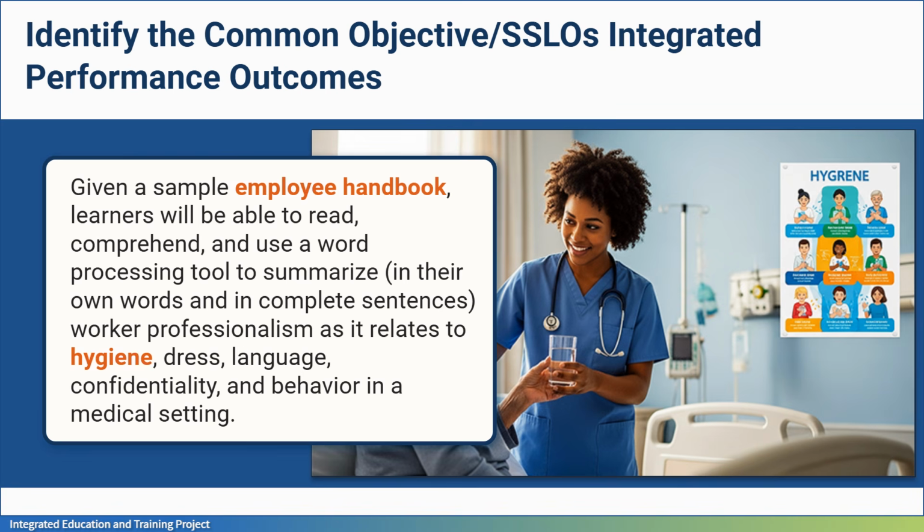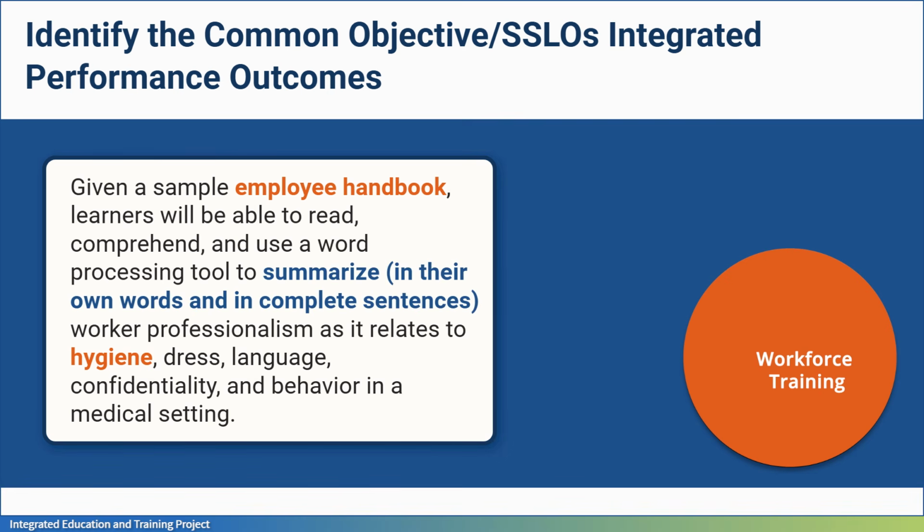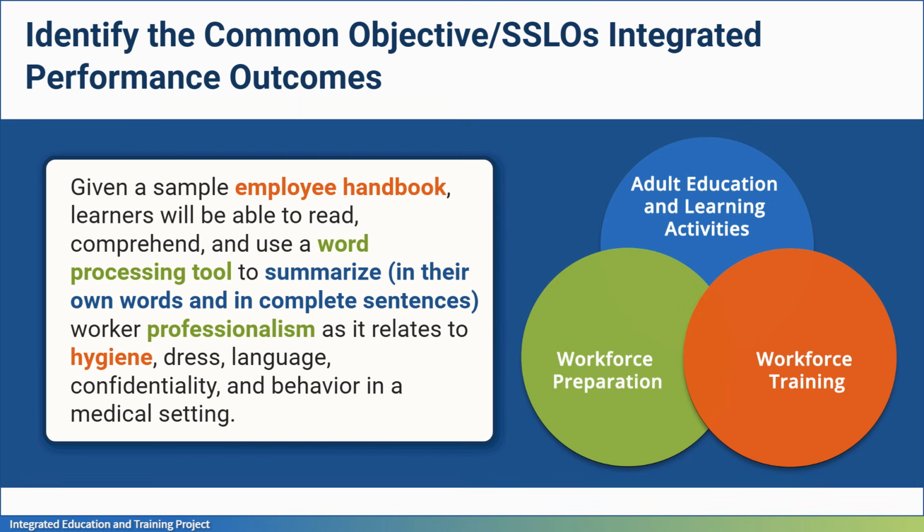Here we can see that employee handbook and hygiene both refer to the workforce training component for a nurse aide. The phrase summarize, in their own words and in complete sentences, refers to the adult education component. And finally, the portion that says word processing tool and professionalism refers to the workforce preparation component. This is a good example of a common objective that can be included in a set of SSLOs because all three required components are present.